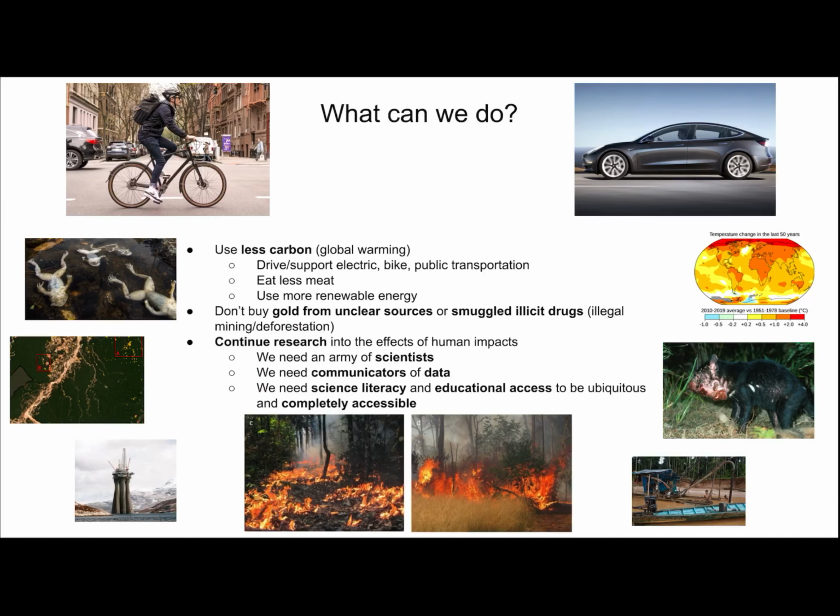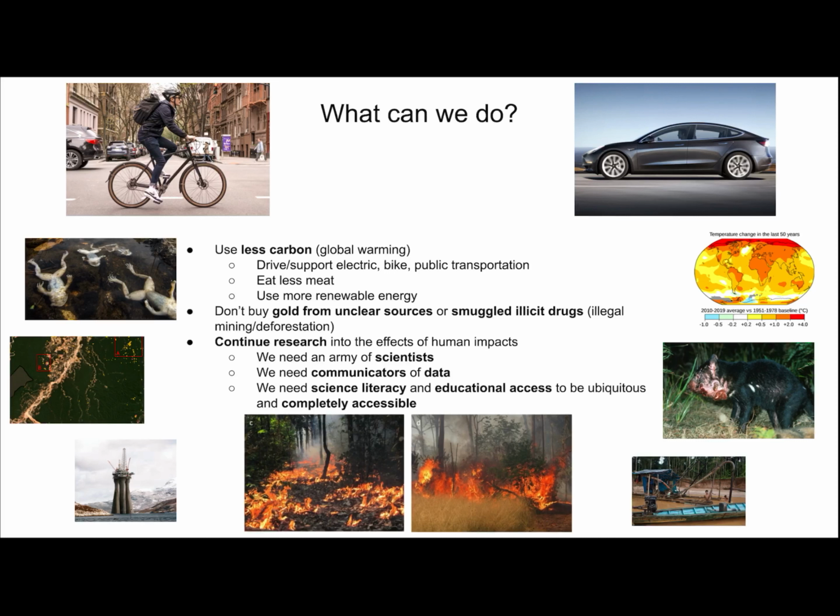So what can we do to address these problems? I just named a ton of different issues that have been imparted on this world, on ecosystems, on biodiversity at the hands of humans. So us being part of this global community, how can we help change this for the better? Well, one is we can use less carbon to help mitigate global warming. Some of the easiest ways to do that are to drive or support electric vehicles, to bike more, to use public transportation, to use less fossil fuels in our transportation and daily lives.